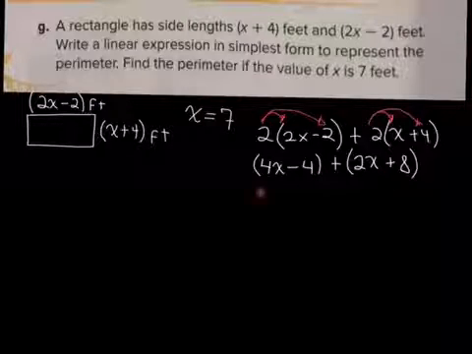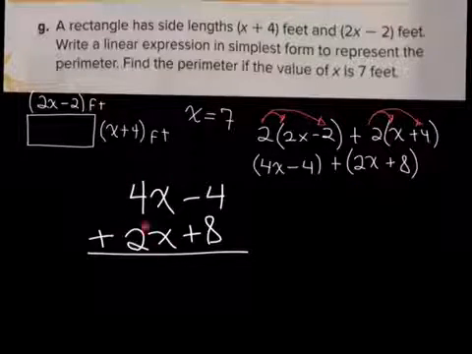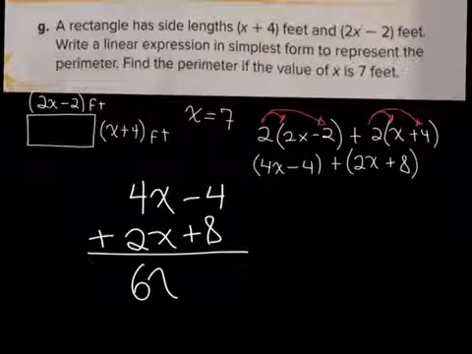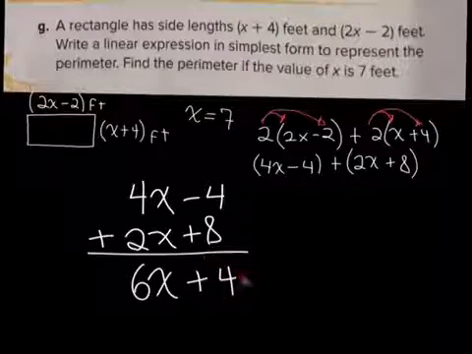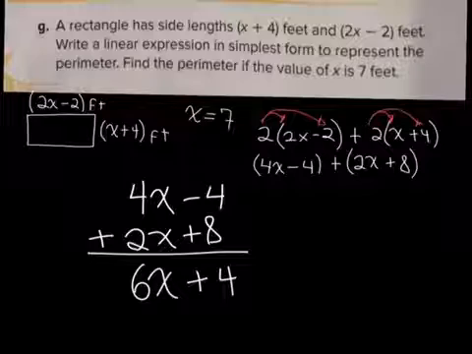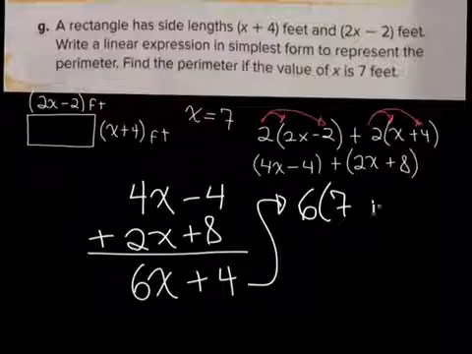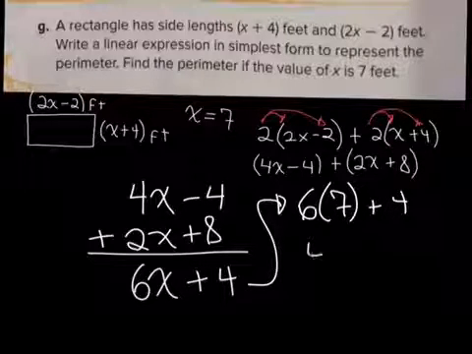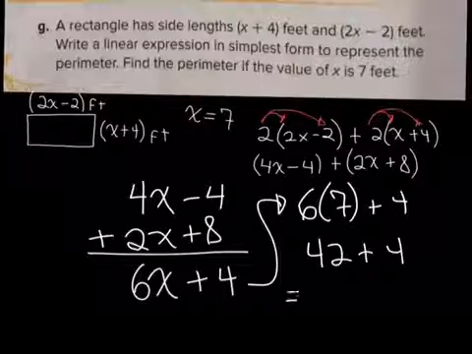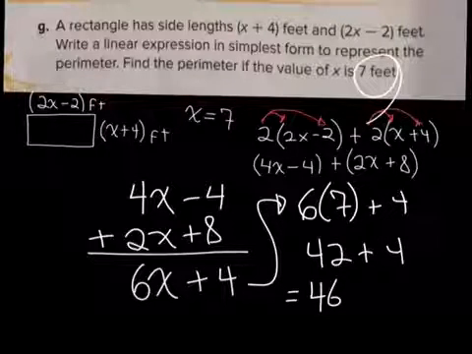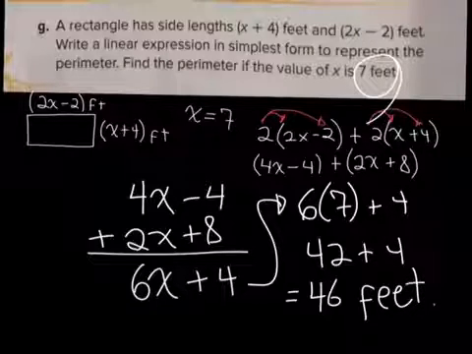Now I will align these two so I can add them together. And I have 4x plus 2x and negative 4 plus 8. 4x plus 2x equals 6x, and negative 4 plus 8 is plus 4. And there is my simplest form of the algebraic expression. Now I can go ahead and replace the x with 7, because we know x equals 7, and I will do that right here. So it's 6 times 7 plus 4. 6 times 7 is 42, plus 4 equals 46 feet. And that's the perimeter around my rectangle.